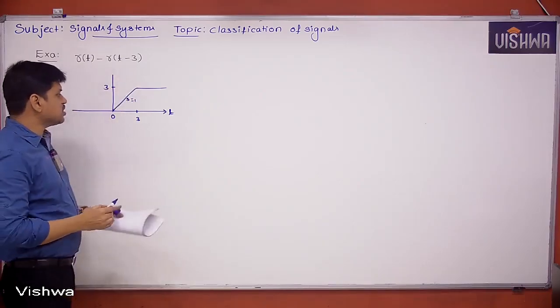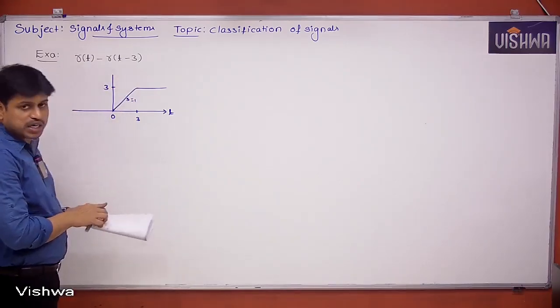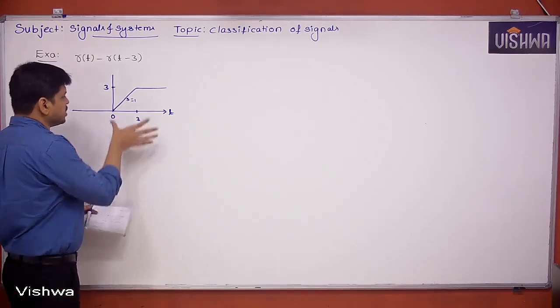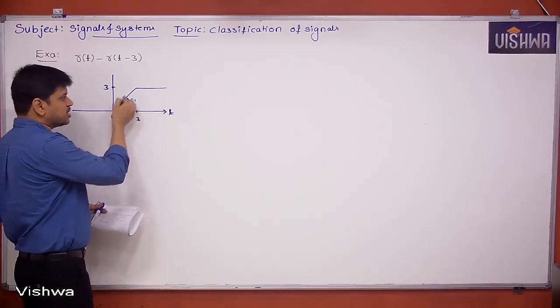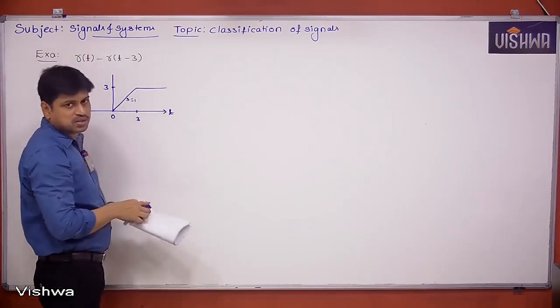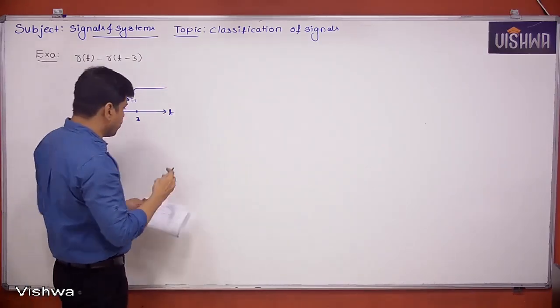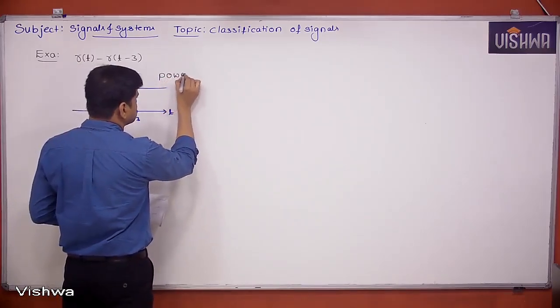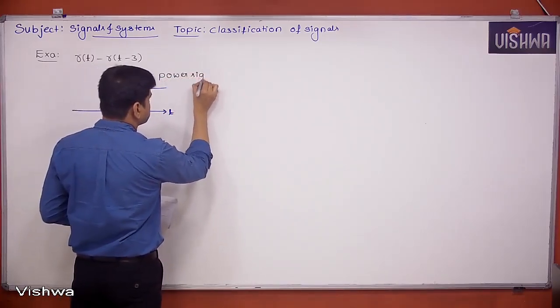By observing this waveform, you have to tell me what kind of signal it is. It is nothing but a power signal. Why? Because it is an infinite duration signal and its amplitude is tending to a constant value, which is 3 in this case. So yes, it is a power signal.